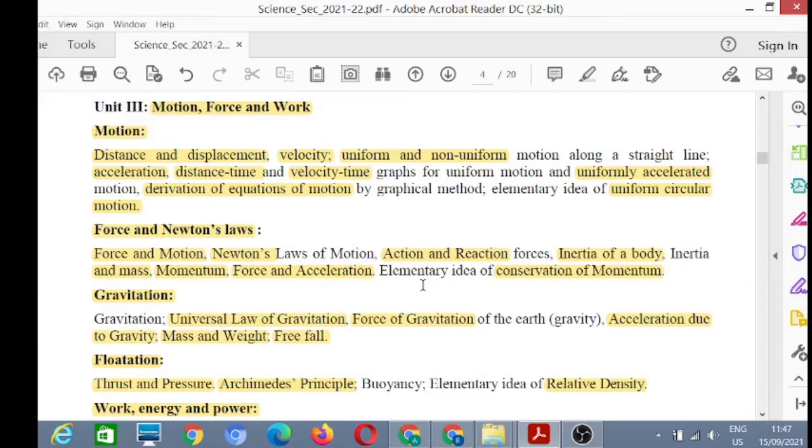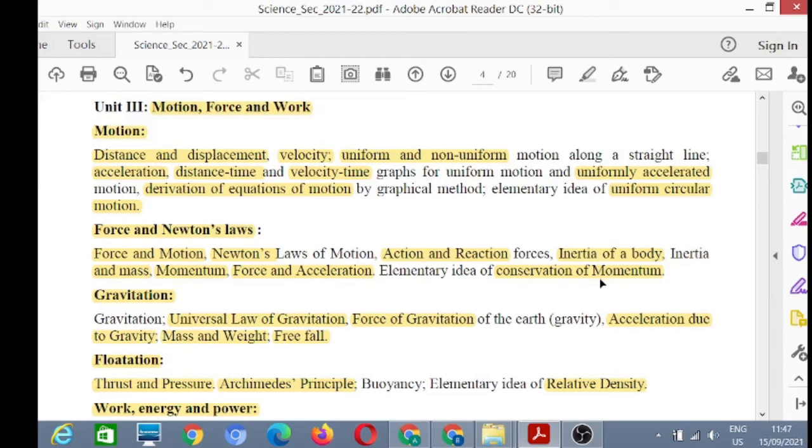Then action and reaction. So action and reaction forces will help you understand Newton's third law of motion. Every action has an equal and opposite reaction.